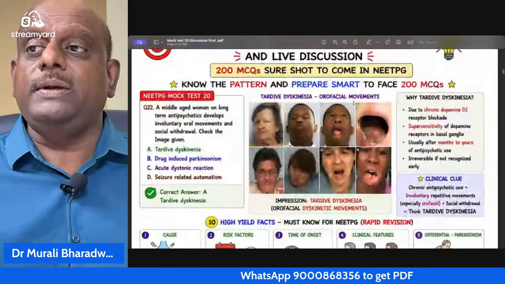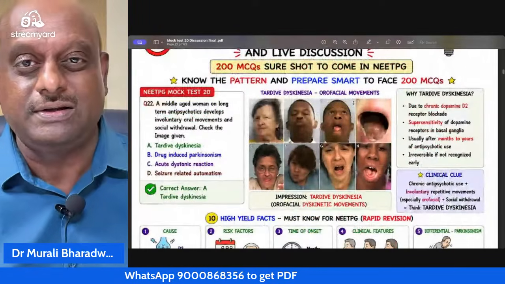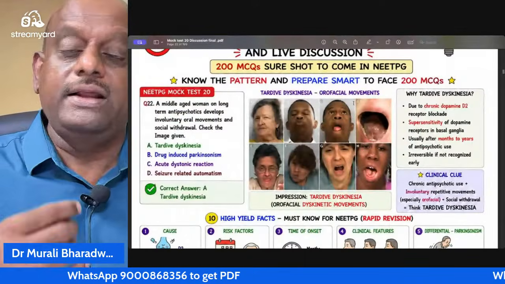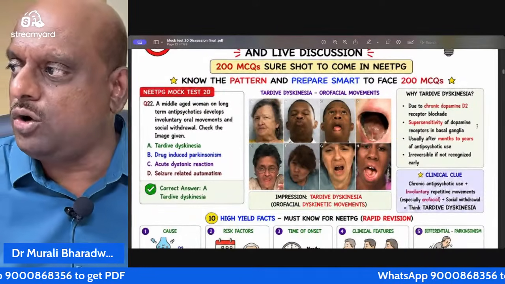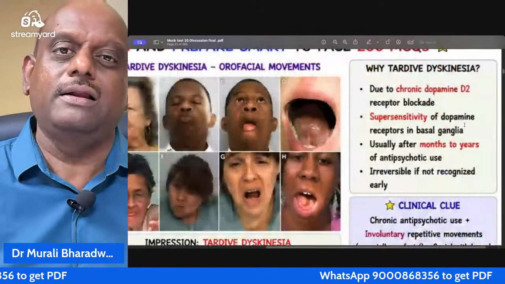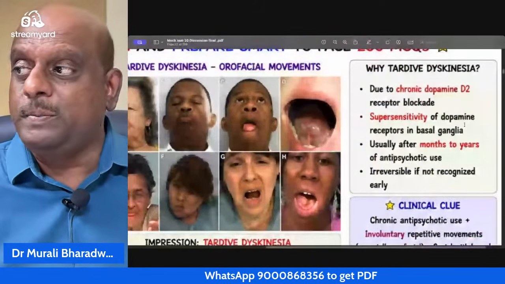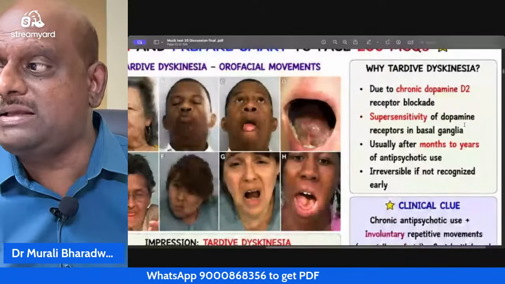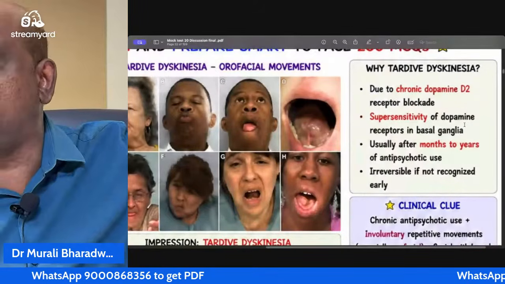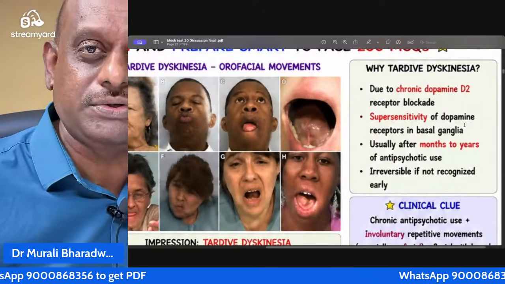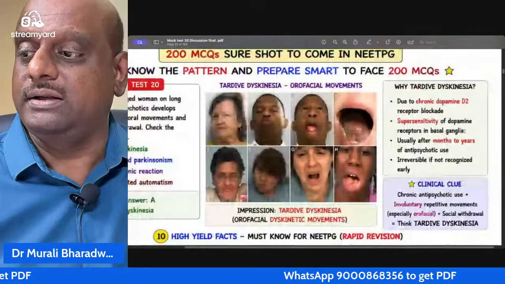A middle-aged woman on long-term antipsychotics with involuntary oral movements. Classically, it is tardive dyskinesia. Whenever there is chronic dopamine D2 receptor blockade, there is supersensitivity of dopamine in the basal ganglia. It typically occurs after a few months to years of antipsychotic use. That is the point you need to remember. Right, doc?